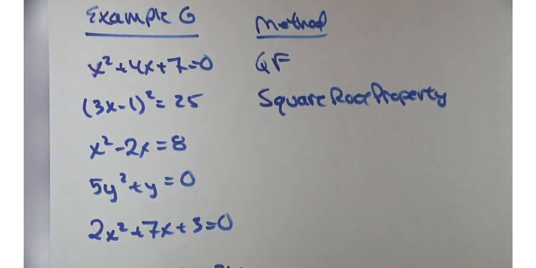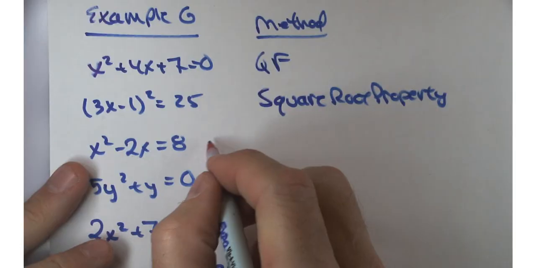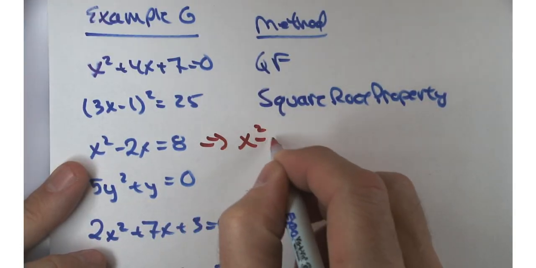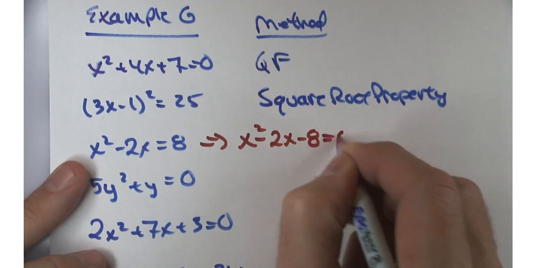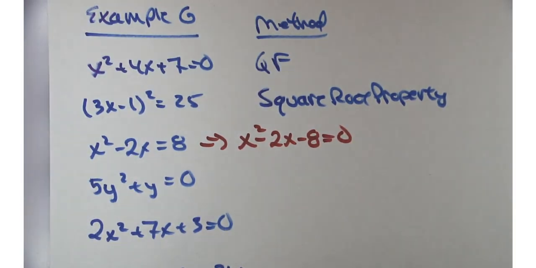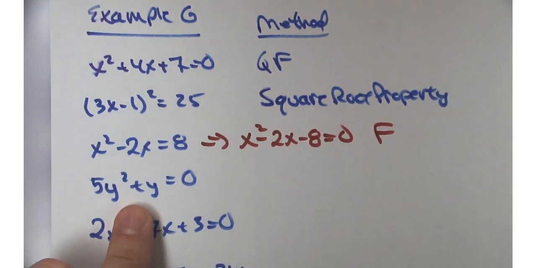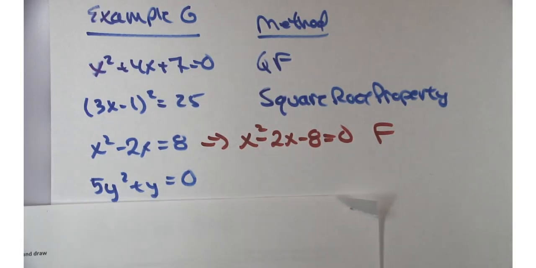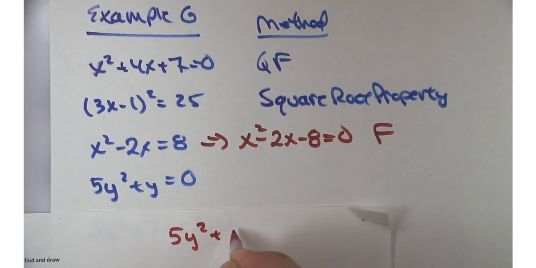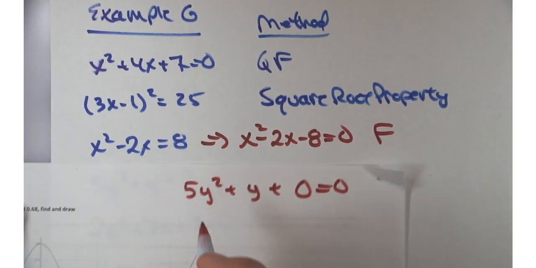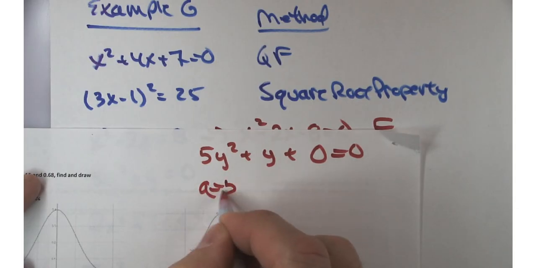Factor. Now, you needed to do a little bit of thinking on this one. Probably rewrite it as x squared minus 2x minus 8 equals 0, but that factors. Two numbers that multiply to negative 8, add to negative 2, yeah, factor. So a big factor on that one. A lot of people worked harder on this one than they should. What's the fastest way to do this one? Quadratic formula will work. But if you're using the quadratic formula, you have to keep in mind you'd have 5y squared plus y plus 0 equals 0.